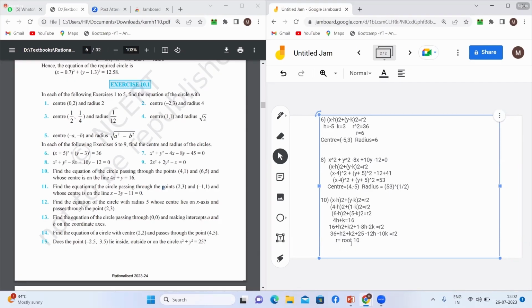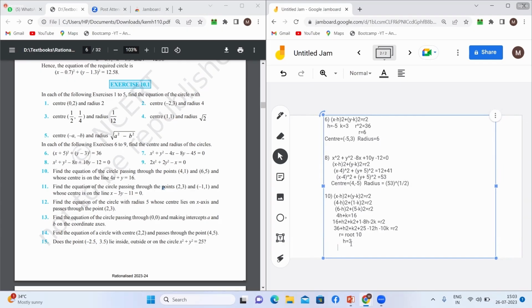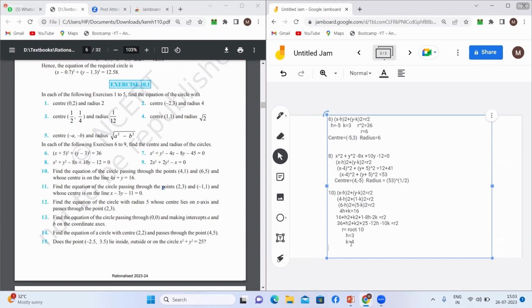And we will get (h, k) as (3, 4), h equal to 3 and k equal to 4. So we have calculated the value of h, the value of k, and the value of r. So we can easily write the equation of the circle. We just replace h with 3, k with 4, and r square with the square of root 10, which is 10. So this is our final answer to this question: (x minus 3) square plus (y minus 4) square equal to 10.